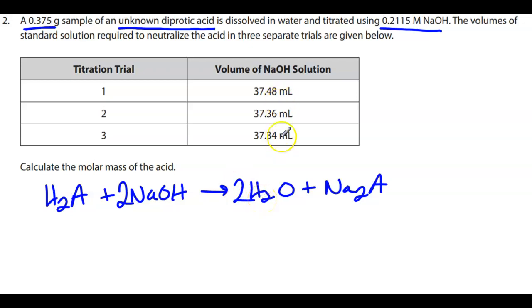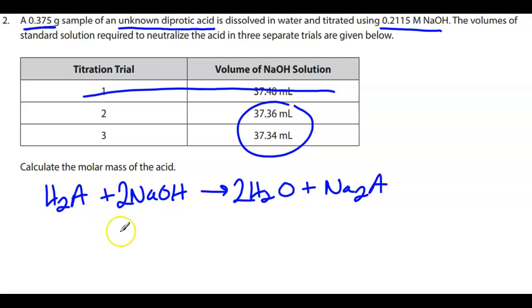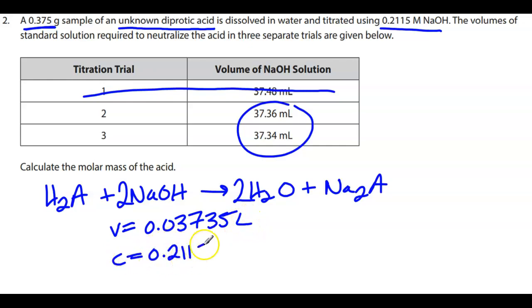Okay, so of the three volumes, this one I would say is our outlier, right? So to get an average here, so the average of this, the volume, actually I'll just write it down here. The average is going to be 37.35, so 0.03735 liters, and we have the concentration, 2115.